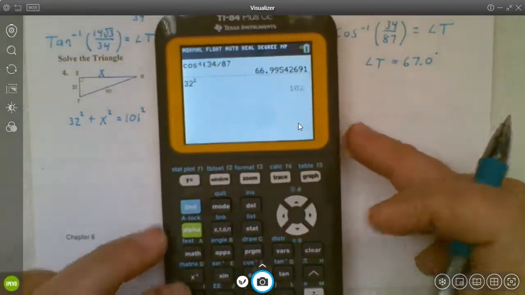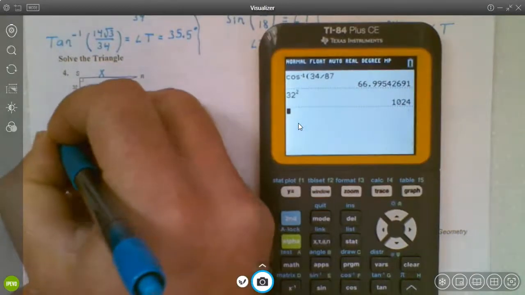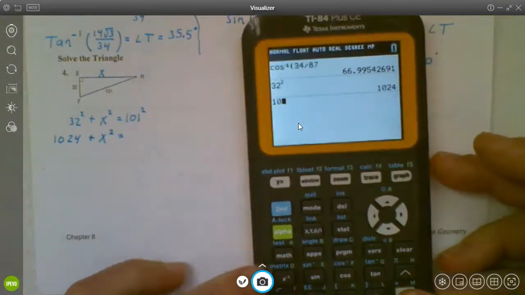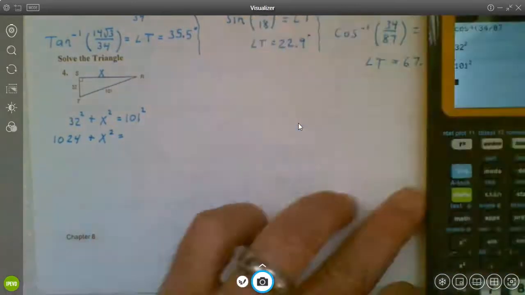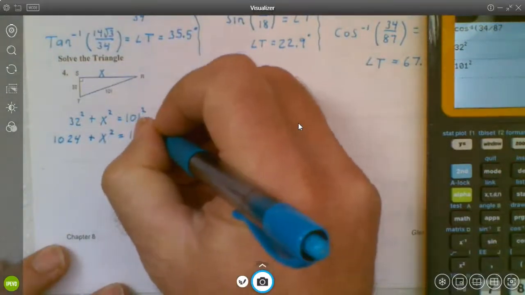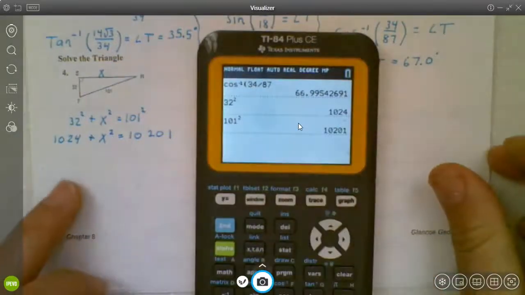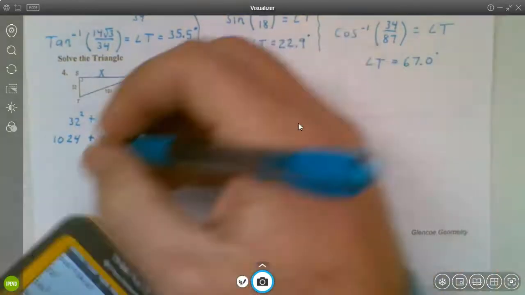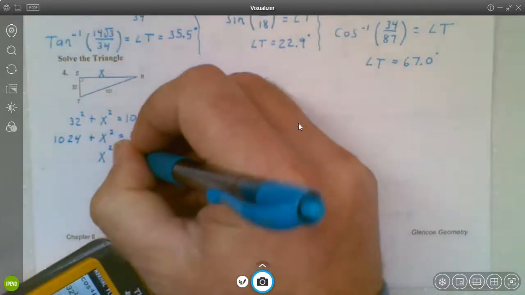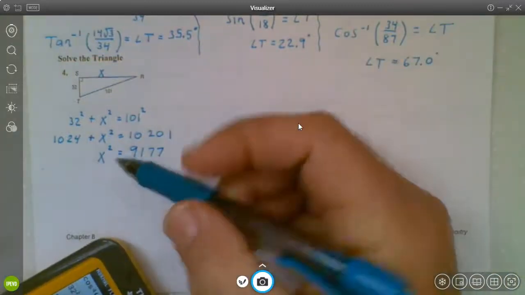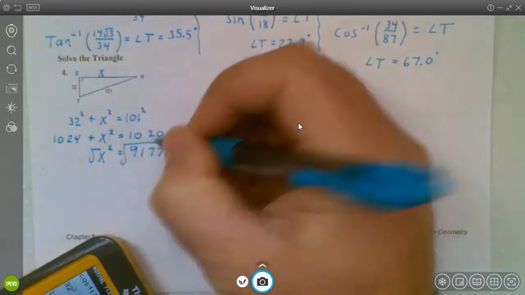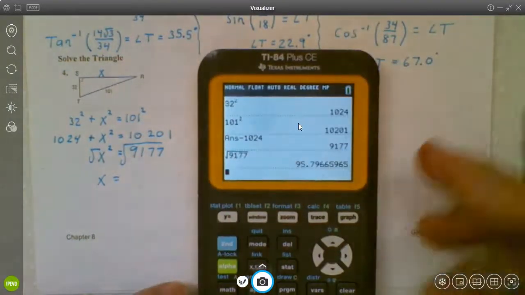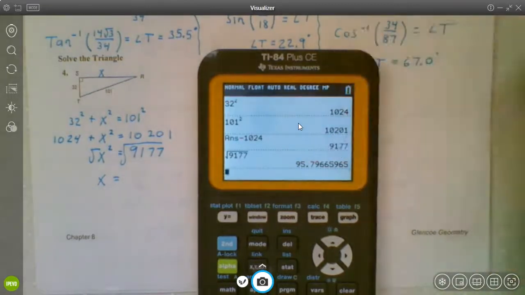So 32 squared is 1024. What is 101 squared? 10201, so 10,201. So we're just trying to get x by itself. Let's subtract that 1024. So 9177. And then the final stage of this, as we've already seen, is to square root in order to solve for x. So we're going to do the square root of 9177. And it comes out to be about 95.8.